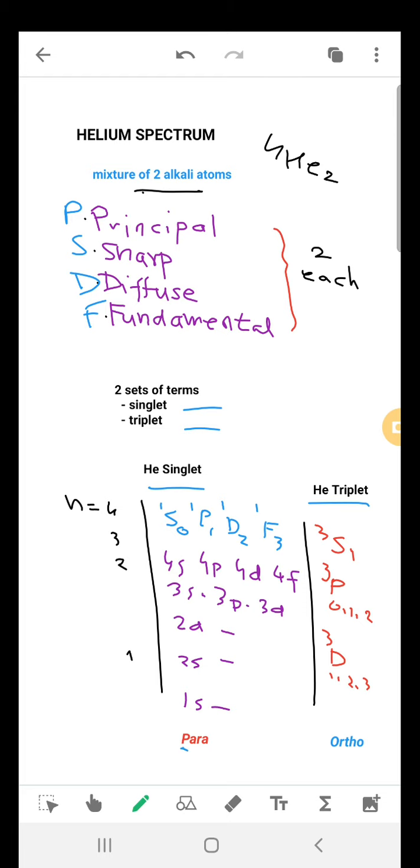For example, if we take the n values, for the first state it will be 1s, the second state 2s, 2p, then 3s, 3p, 3d, and for n equal to 4, it will be 4s, 4p, 4d, and 4f. So S, P, D, F, these are the states. And for the triplet state, we get the S state, the P state, and the D state. This is for the para, and this is for the ortho.